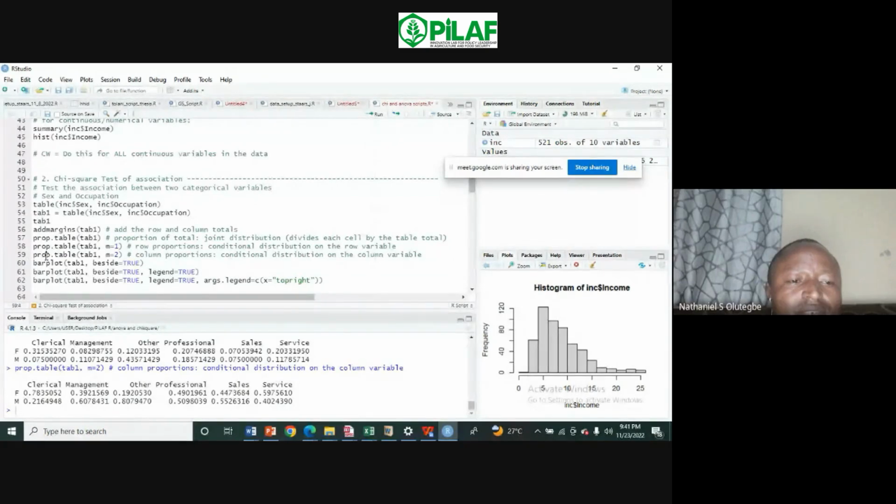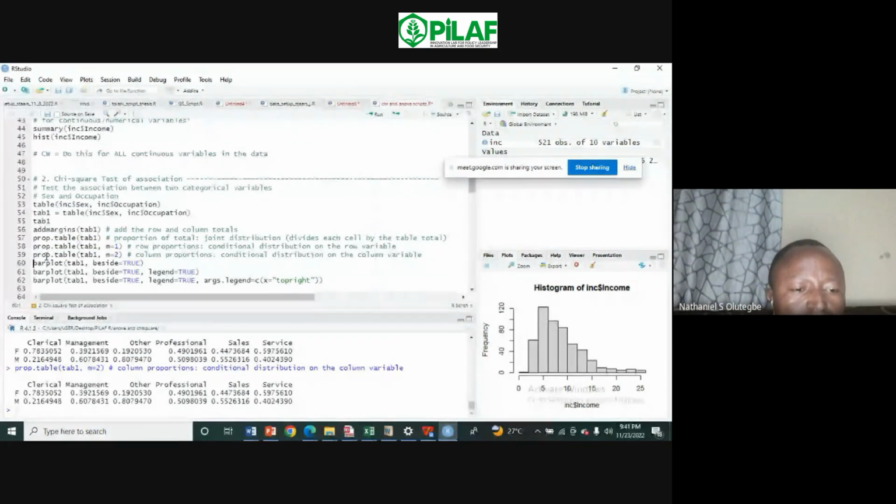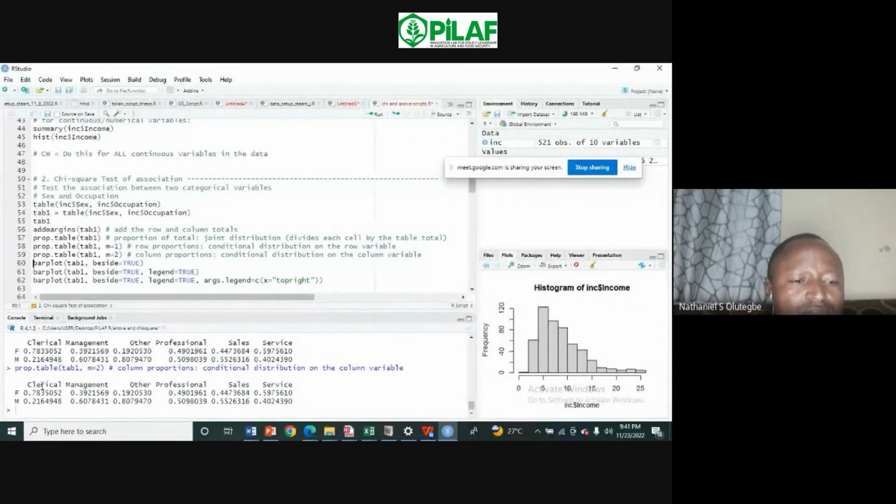And so the second one is you want to do it across the columns. For example, you want to do it for clerical alone. What percentage of male relative to female belong to clerical? What percentage of female relative to male belongs to management? What percentage of male relative to female? And if you sum up down, you discover that this is 100%, this is 100%, down is 100%, down here is also 100%, just like this as well.